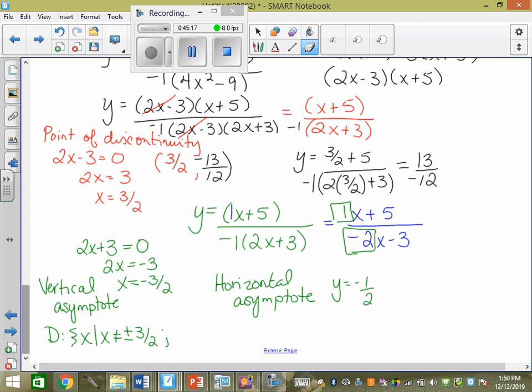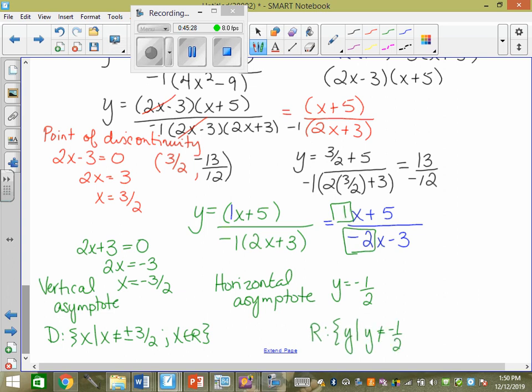And the range would be y such that y cannot equal -1/2. Most people remember that one, but they forget the y of the point of discontinuity, which is -13/12.